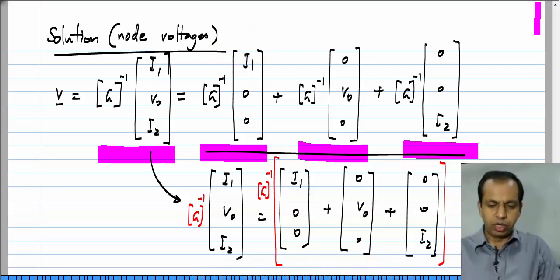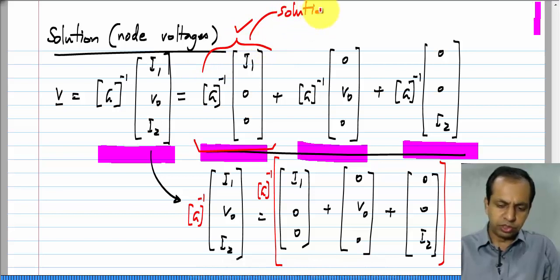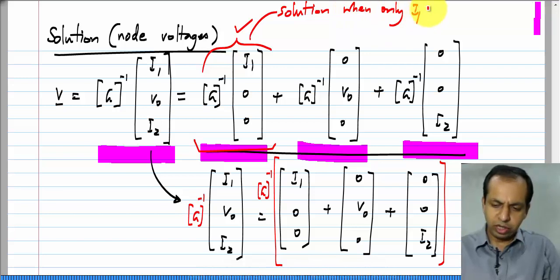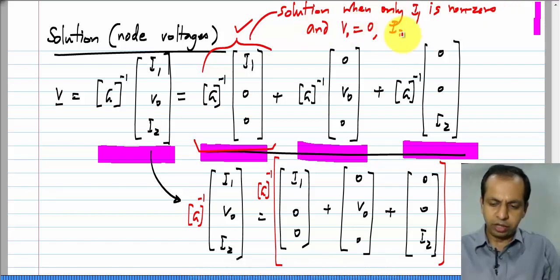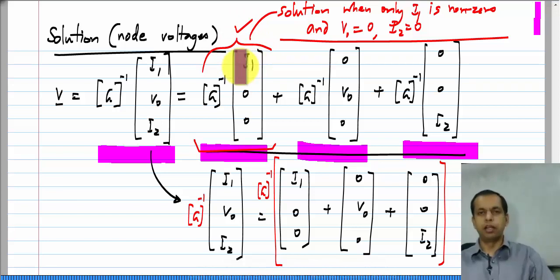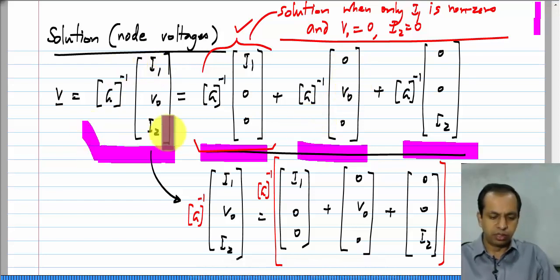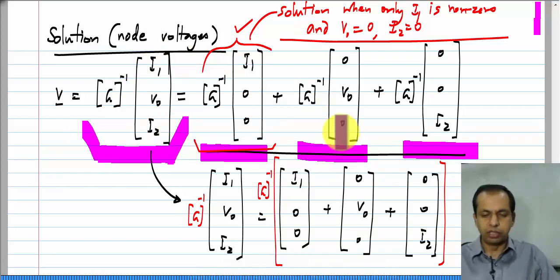Now, if you look at each of these terms, let us take this one for instance. What is it? It is G inverse times I 1 0 0. Basically, this whole thing here is the solution when only I 1 is non-zero and V 0 and I 2 are both 0. In other words, this is the solution when only the current source I 1 is acting and the other sources are deactivated. Okay. Similarly, this one is the solution when only the voltage source is acting and the others are deactivated. Okay. Because you can take this general solution, the complete solution over here, set I 1 equal to 0 and I 2 equal to 0, you will get this one. And similarly, you get the third one when you set I 1 equals 0 and V 0 equals 0.